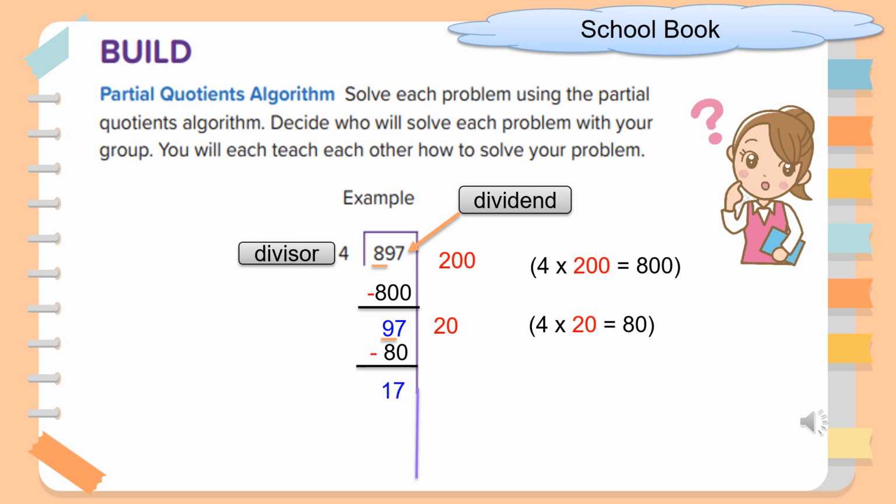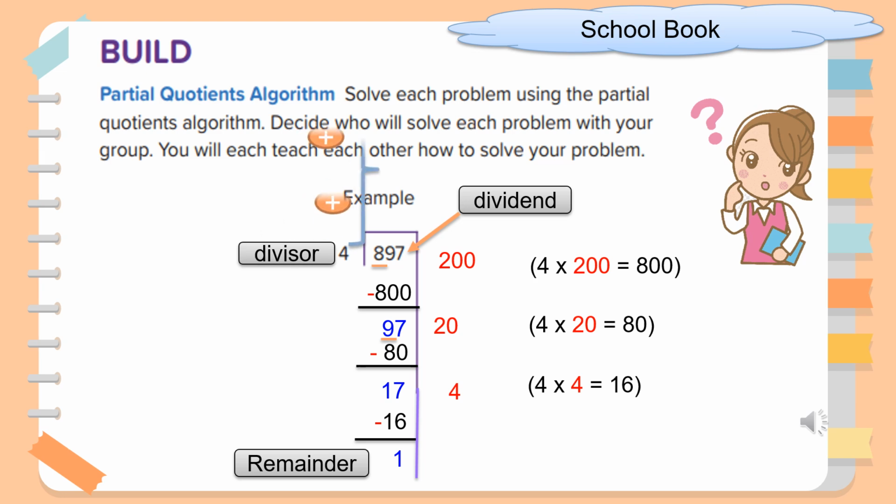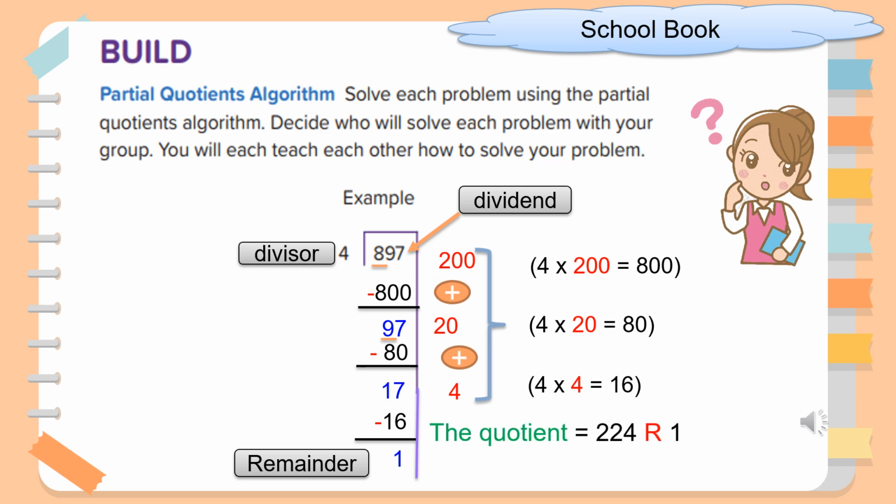Now let's think. 4 times what to be 17? We don't have. So let's think about the nearest number. 4 times 4 equals 16. We put 4 out and then we take 16 to make minus. So the remainder here equals 1. To get the quotient we add the outside numbers. 200 plus 20 plus 4 equals 224 and the remainder equals 1.